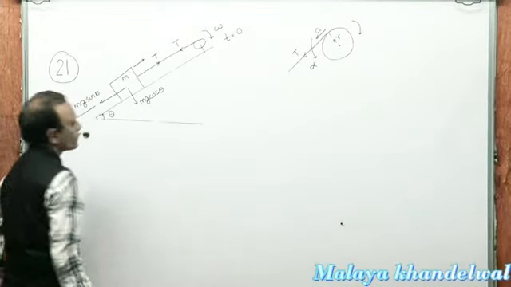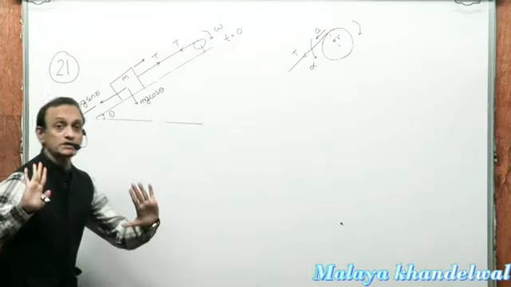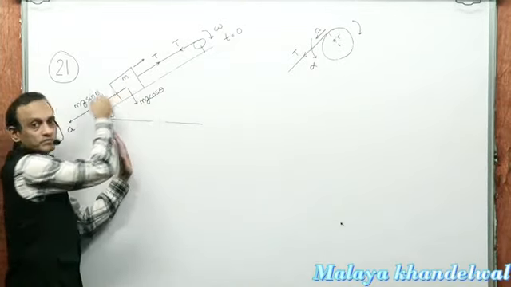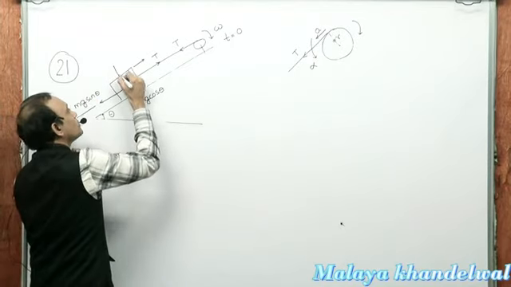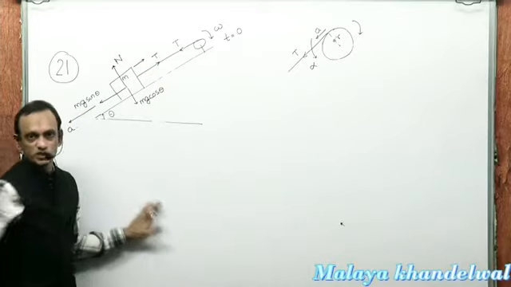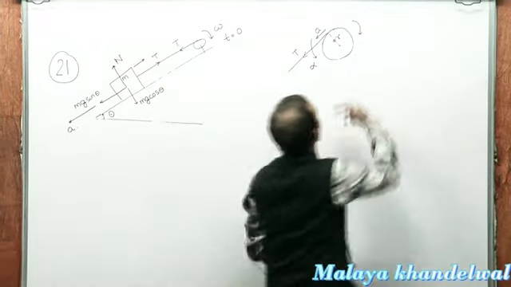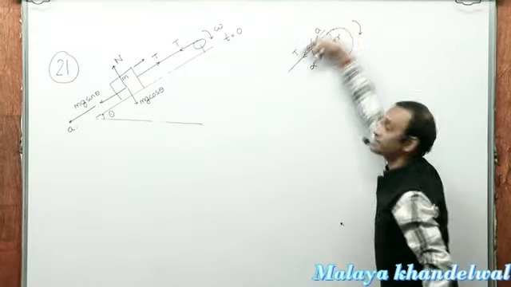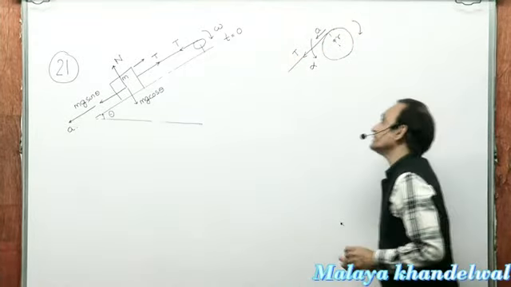That's what we want to find. Now, simple things first. Let's look at the forces acting. On the mass m, there is mg cos theta, mg sin theta, and there is normal reaction from the plane. And there is tension because of the string. On the pulley, there is force because of the tension acting tangentially like this, right?